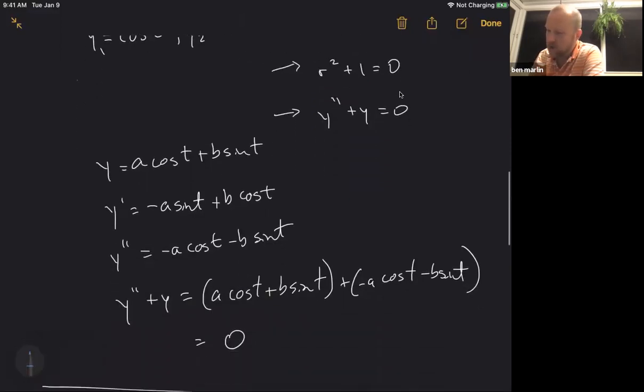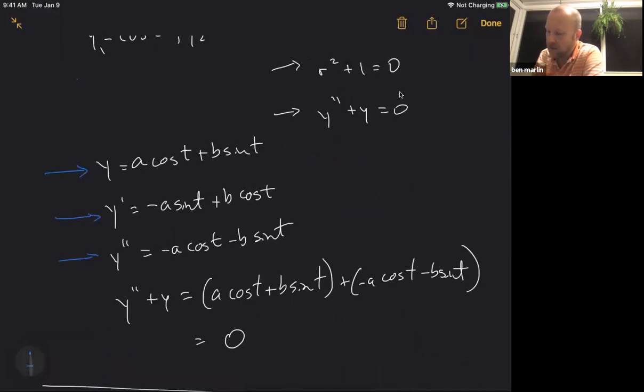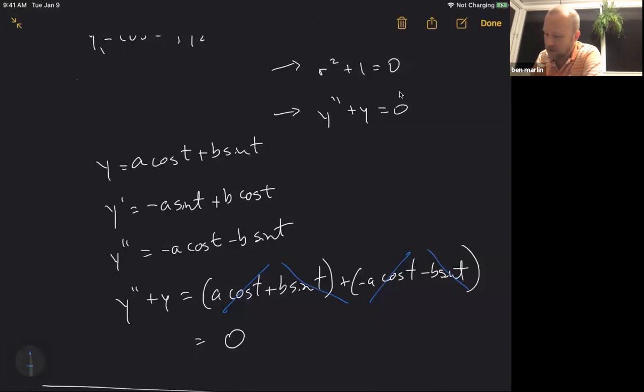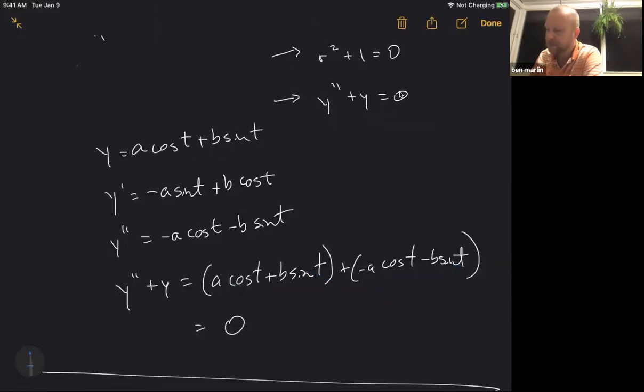So just to check here, we come back in and start with my y, take its derivative, get the second derivative, and once you've got that, plug back in there. And when we do that, we see that we've got the plus a cosine t and the minus a cosine t canceling, and the plus b sine t and the minus b sine t canceling. So, in fact, we do have solutions coming out of that.